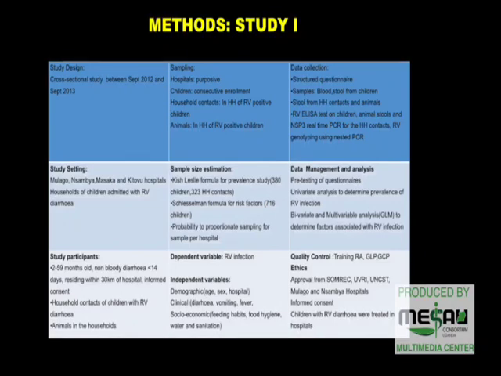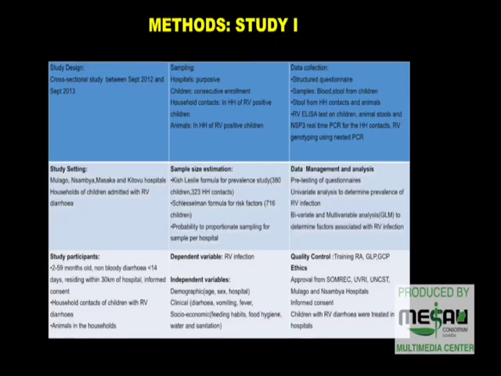And to find out how many we recruit from each hospital, we used probability sampling for the hospitals, using the prevalence of rotavirus diarrhea which was reported in 2011. And those are the demographics. These are the independent and the dependent variables we used. We used a structured questionnaire to collect the data on the animals, the adults, the household contacts, and the children.